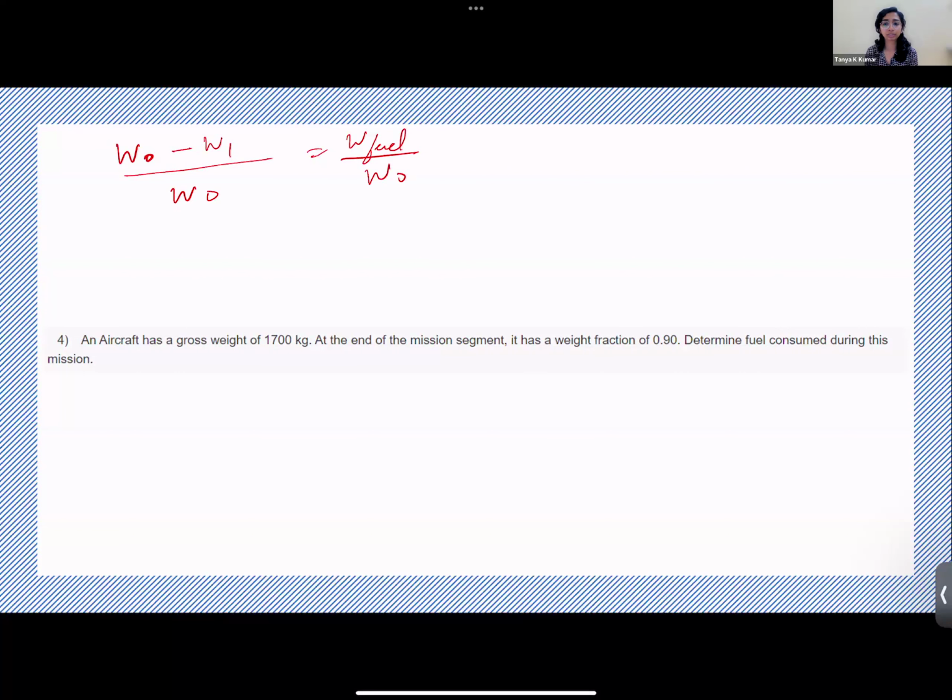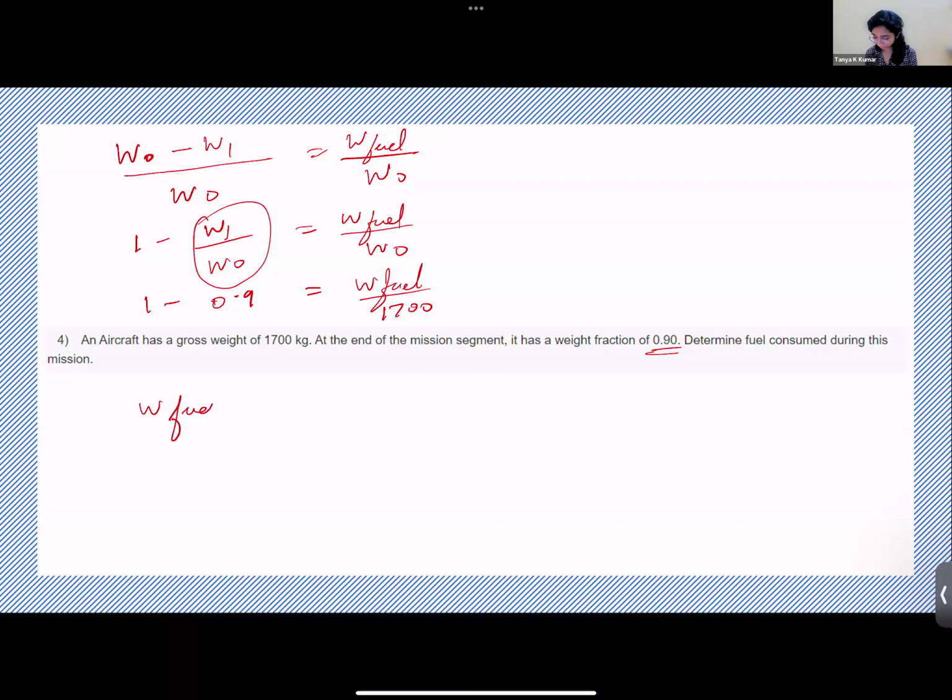So W naught is something that we have. It's the initial weight. So let's simplify this. You get W naught minus W1 by W naught is weight of fuel by W naught, and this weight fraction is given to you, right? So after the mission segment, what is the weight fraction? That is 0.9. It gives you weight of fuel by 1,700. Therefore, weight of fuel is, what is the answer? 0.1 into 1,700, 170, right? 170 kgs.